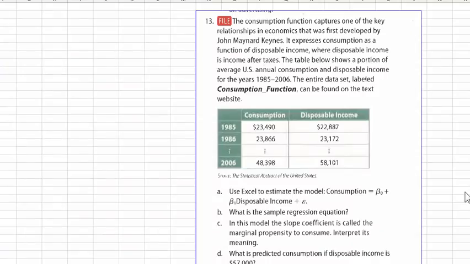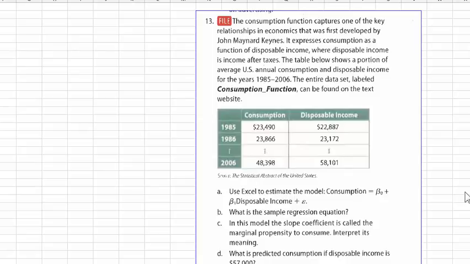So we're going to work this problem right here, number 13. The consumption function is one of the key relationships in economics. It was first developed by John Maynard Keynes, and it expresses consumption as a function of disposable income, right? Disposable income is income after taxes.